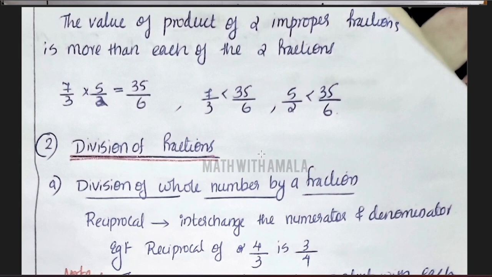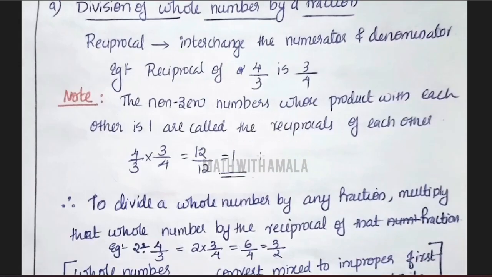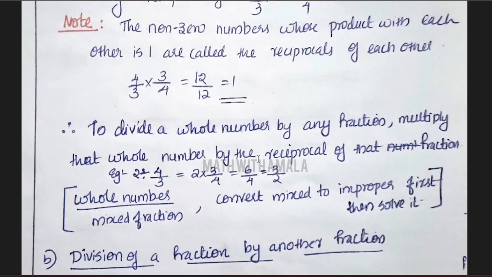The reciprocal of 4 by 3 is 3 by 4, which is a simple example. If you take 4 by 3, then you can reverse the numerator and denominator, or interchange them. Then you can see that the reciprocal of 4 by 3 is 3 by 4. Note, the non-zero numbers whose product with each other is 1 are called the reciprocals of each other. So let's take 4 by 3. Then 3 by 4 is the reciprocal. 4 by 3 into 3 by 4 is equal to 12 by 12, which is equal to 1.